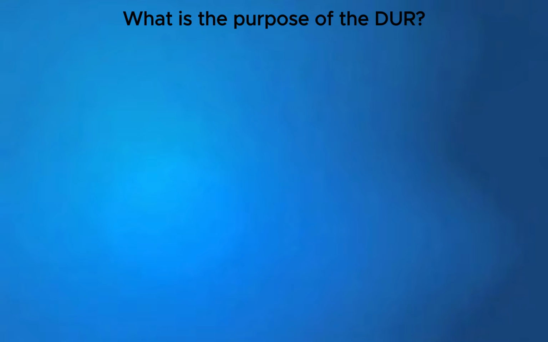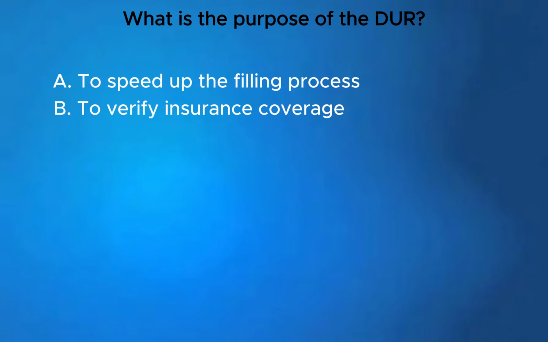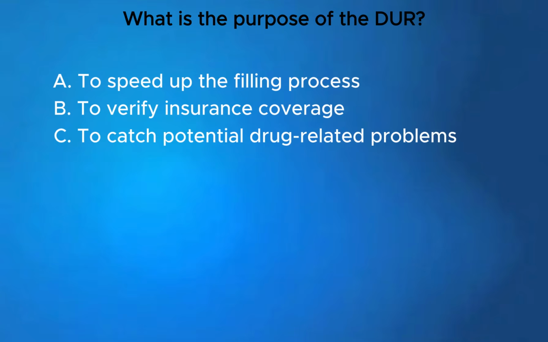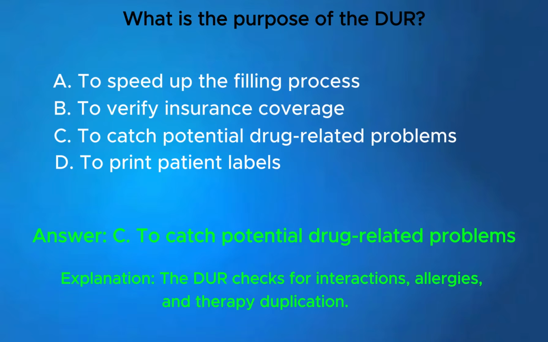Okay, let's move into problem number 3. What is the purpose of the DUR? And remember, DUR represents Drug Utilization Review. So is this DUR used to speed up the filling process, to verify insurance coverage, to catch potential drug-related problems, or to print patient labels? The answer is C, to catch potential drug-related problems. The DUR checks for interactions, allergies, and therapy duplications.